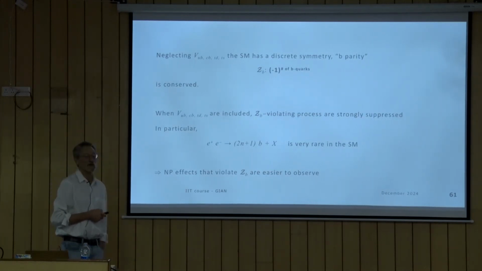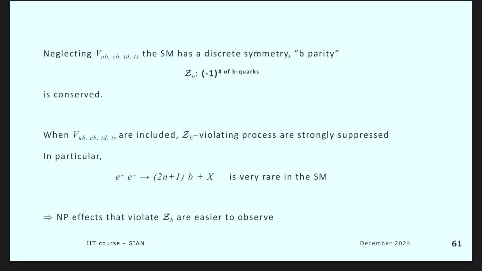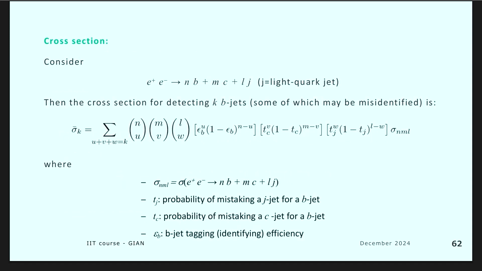And those kinds of effects could not be ignored. So if the probability of making mistakes were all zero, then it would be just a straightforward calculation. Otherwise you have to include those effects, like this. So instead of considering simply producing n B quarks, I'm going to imagine I produce m C quarks and l light quarks. That means strange, up or down quarks.